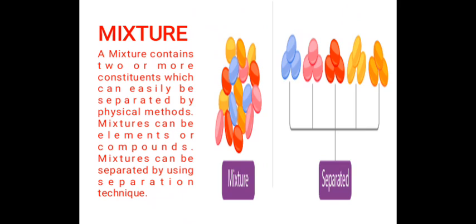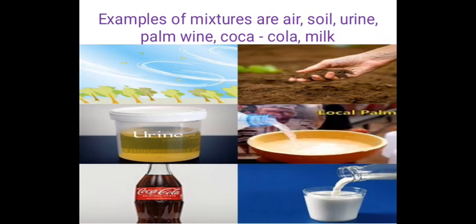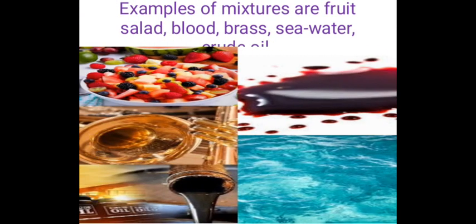You can see a mixture from this diagram with different colors. When it is separated, the different colors are separated. And let's look at examples of mixtures: the air, soil, urine, palm wine, Coca-Cola, milk, fruit salad, blood, brass, seawater, crude oil. All these are examples of mixtures.